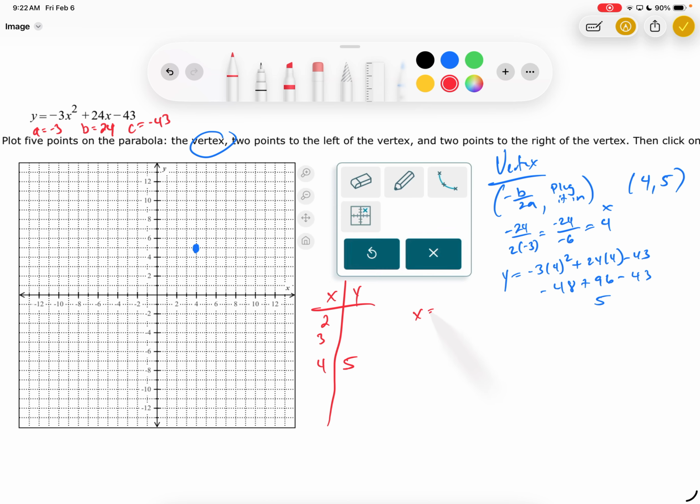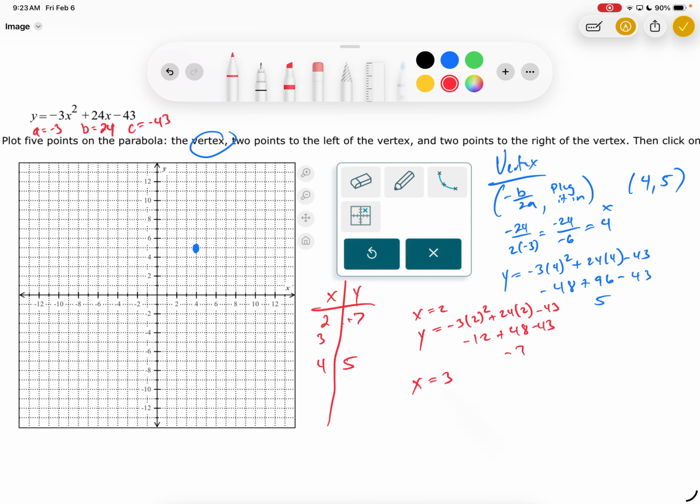So to plug in x equals 2, I get y equals -3 times 2 squared plus 24 times 2 minus 43. So that's -12 plus 48 minus 43 would be -7. That's really low. Oh, that's -2? No, it's -7. I didn't want 3 to be that low. All right, so that's -7 when I plugged in a 2.